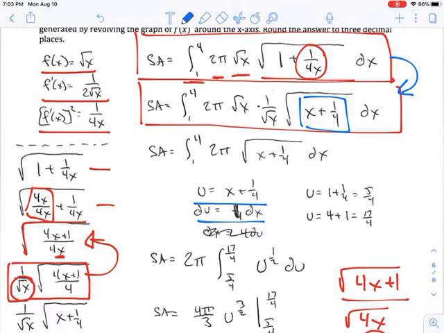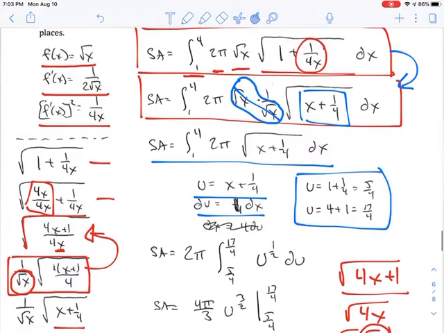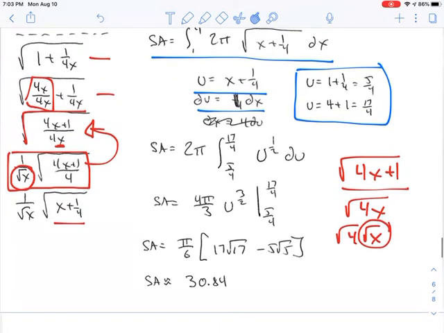Oh yeah, and can't forget to mention that these cancel out before I move on. Those two just go away. So it simplifies to this. Now I'm doing my U substitution. I change my bounds to U bounds, plugging everything in. We end up with this.